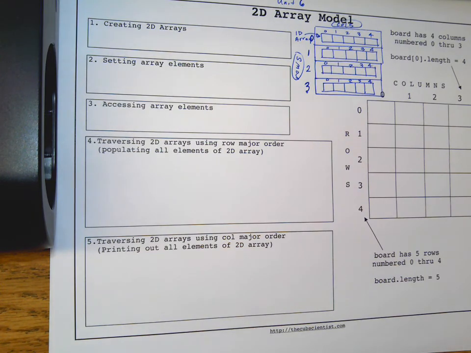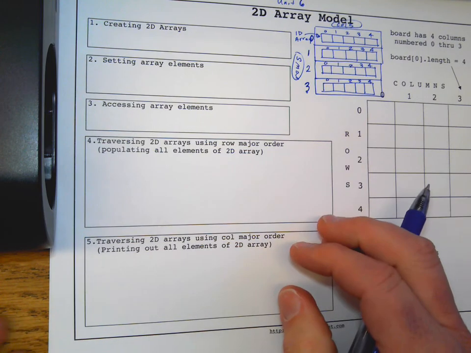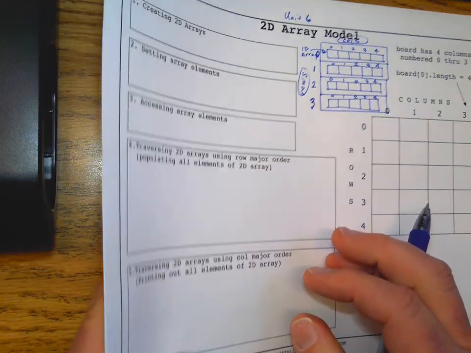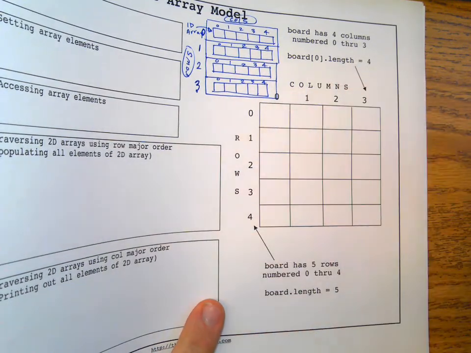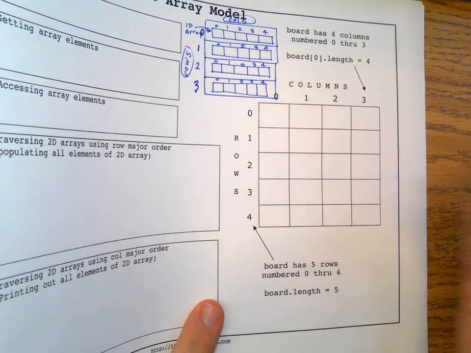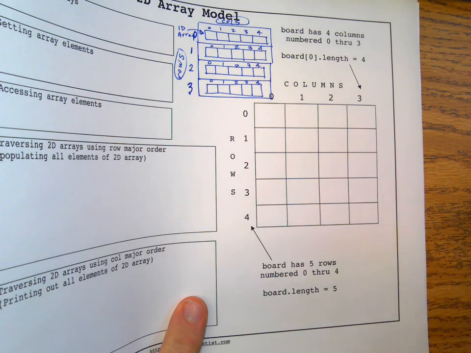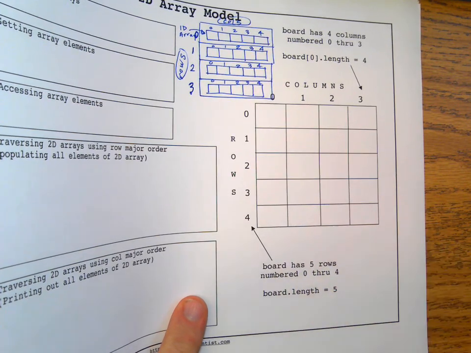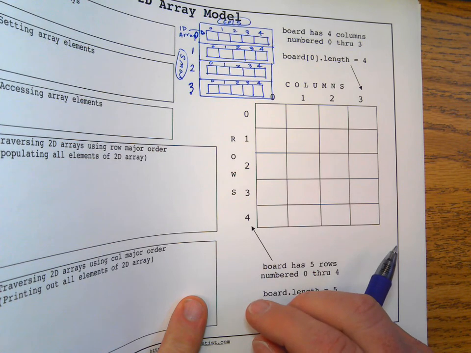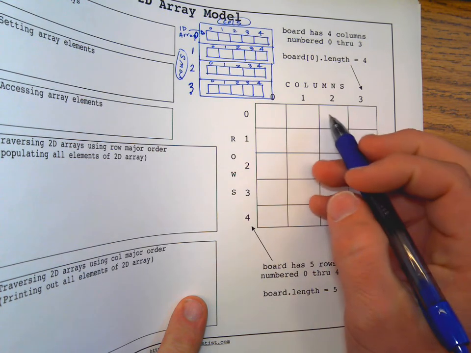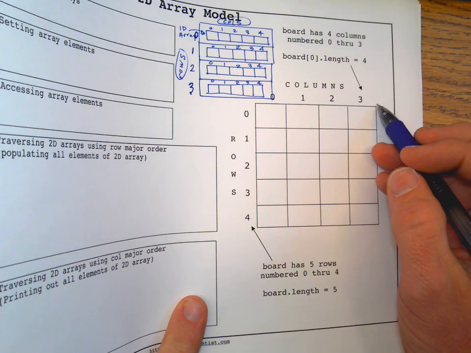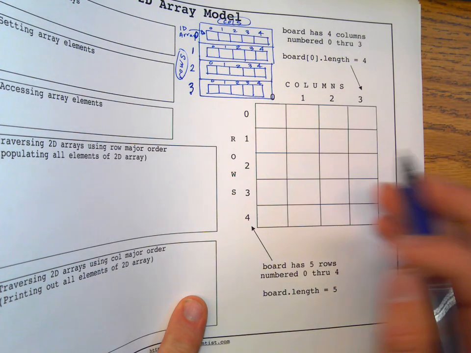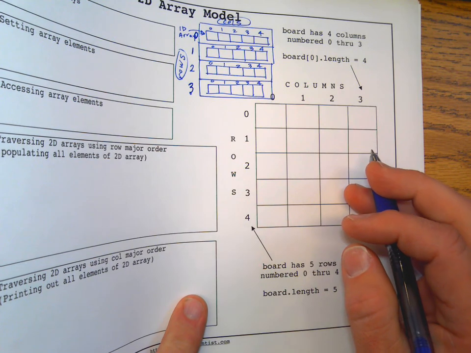Okay, so like over here, we have a board. We can talk about a game board. This seems like a good application of a 2D array. The board has 4 columns. It goes from 0 to 3, right? They're numbered 0 to 3.